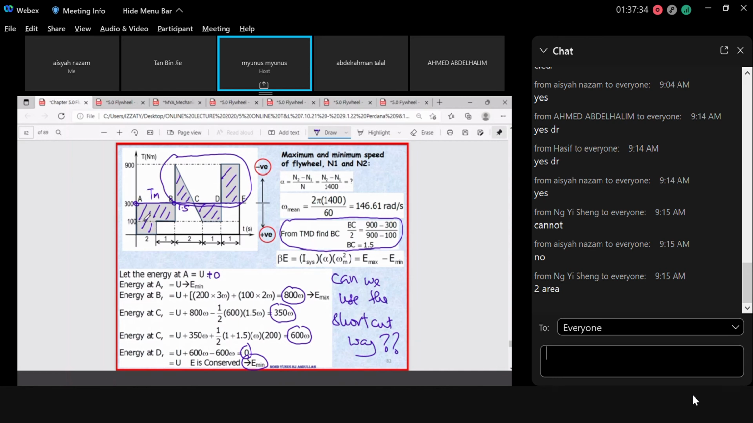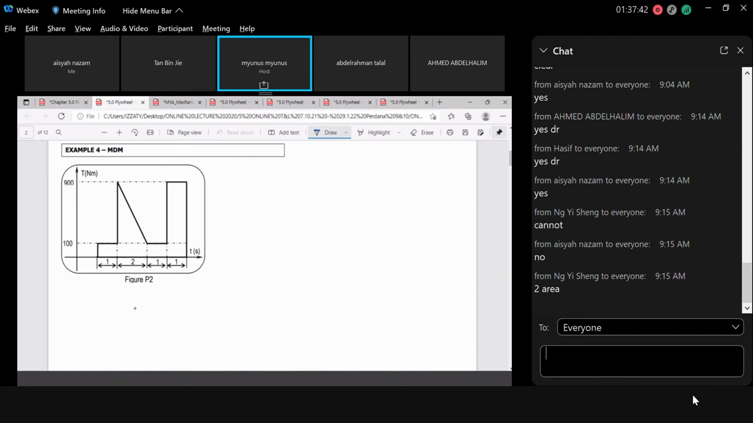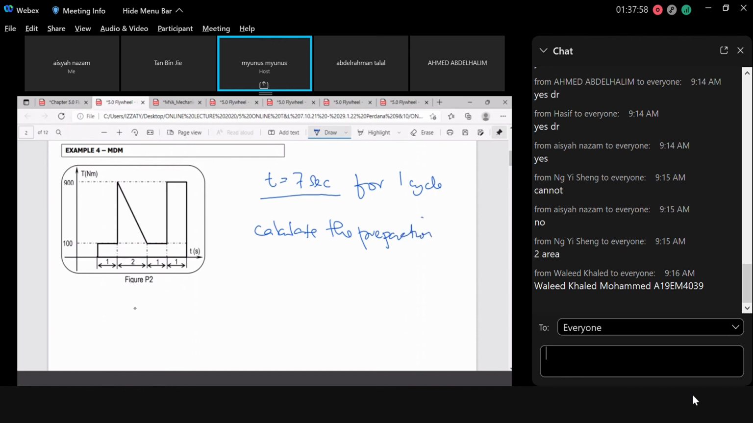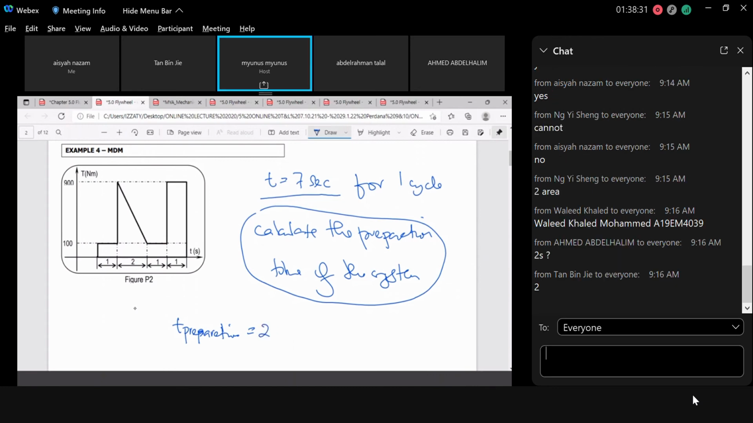So now next question. If the question asks about this one, now you have t equal to 7 seconds for one cycle. Now calculate the preparation time of the system. So tell me, what is the preparation time of the system? Anyone? So T prepare equal to, anyone? 2 seconds. Yes, thank you.